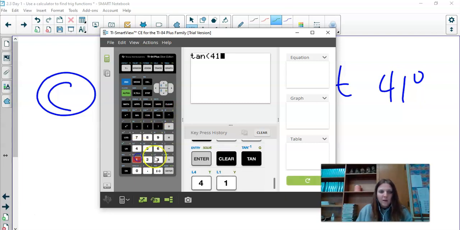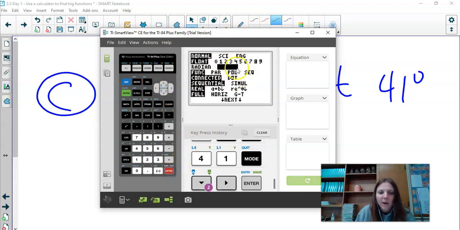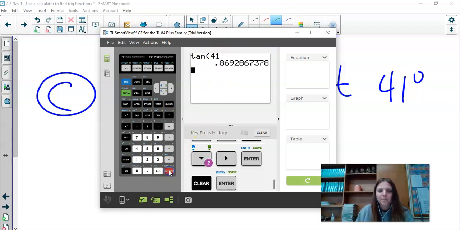41. Again, the reason I'm not pressing degrees is because I went up here to mode and I made sure that I changed the calculator, by arrowing down and over, to degree mode. So as I'm typing in these numbers, clear to get out of this, the calculator knows that this is 41 degrees. So I'm going to hit enter.